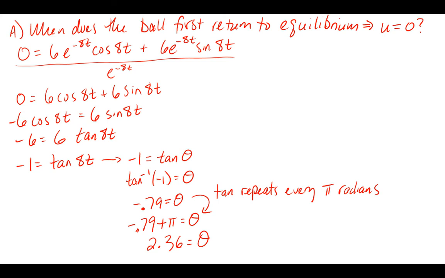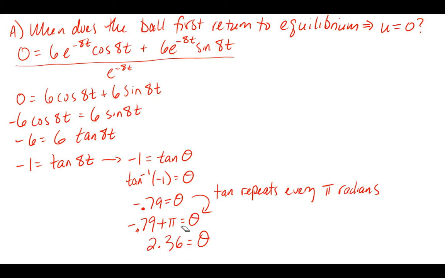So if you add pi, tan of 2.36, you could check it in your calculator, but tan of 2.36, I promise, is negative 1, or, well, negative 0.99999, or something like that. All right? So if you need to, shift by pi, and that'll get you onto the positive side.